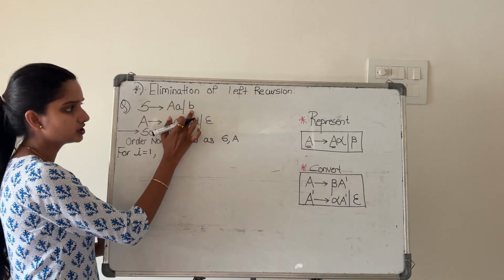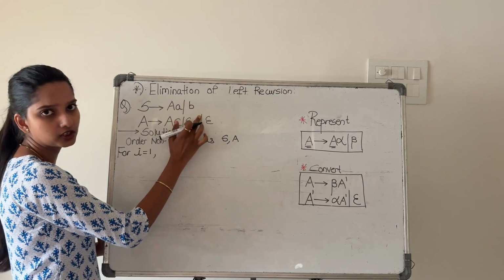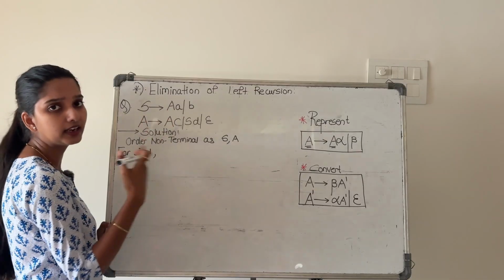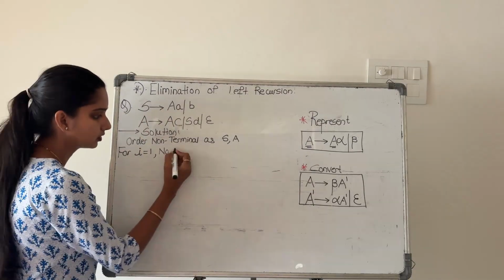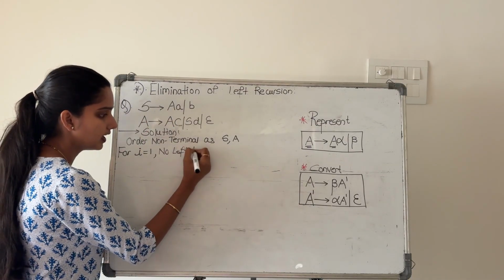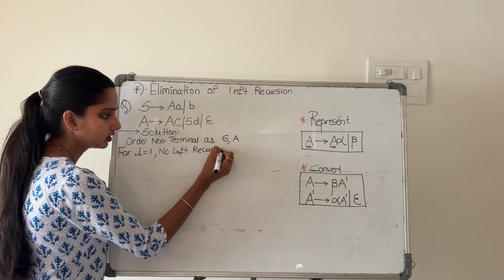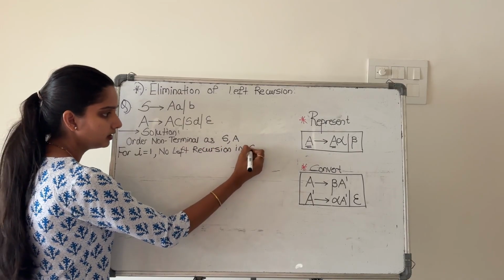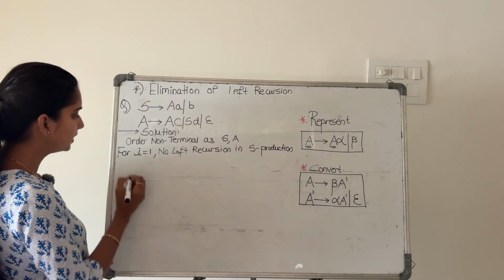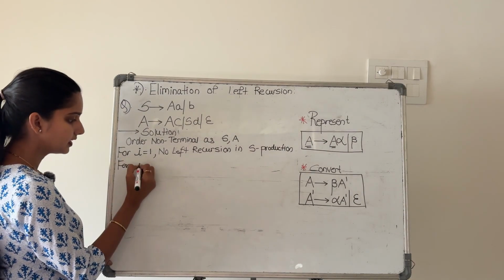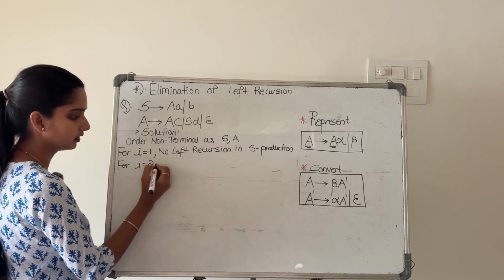Again, over here just check, is it repeated? It is giving me two productions, and in both productions S is not getting repeated, which means there is no left recursion in S. Now similarly you check for the next non-terminal, your second non-terminal, which is A.